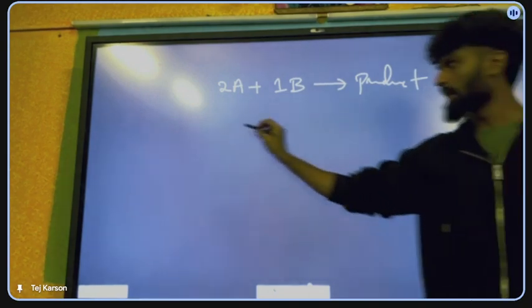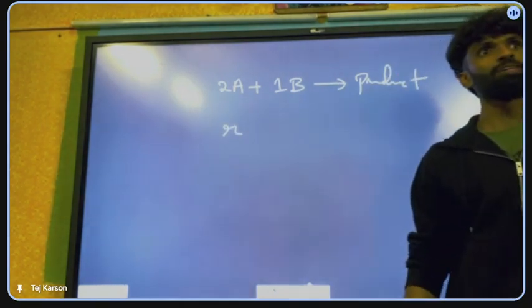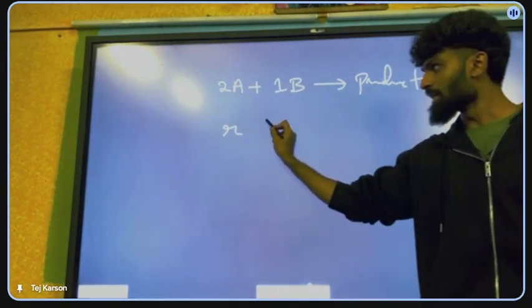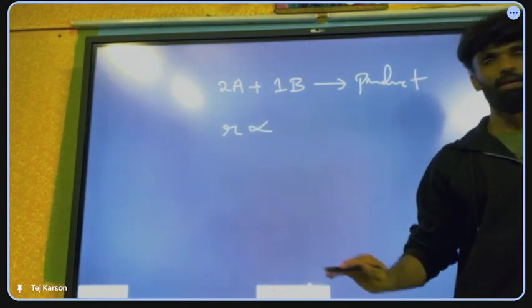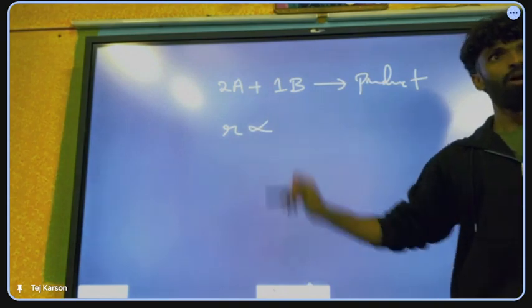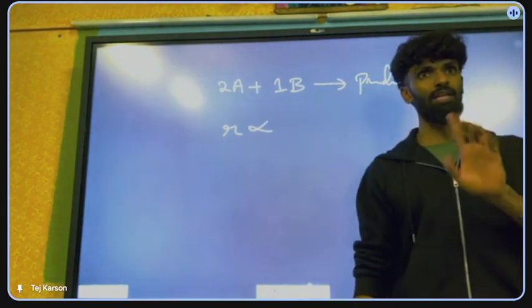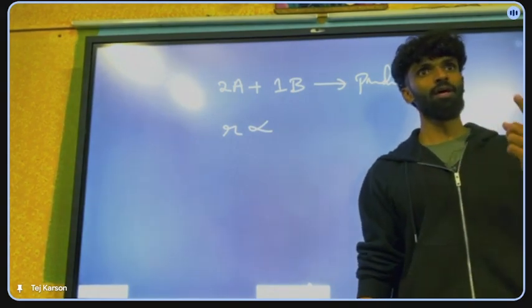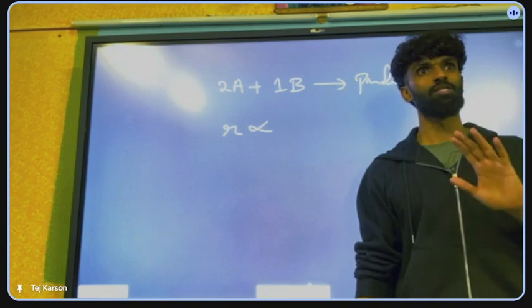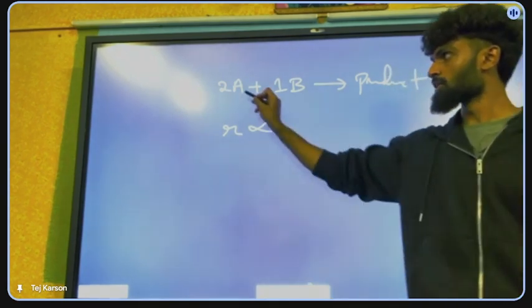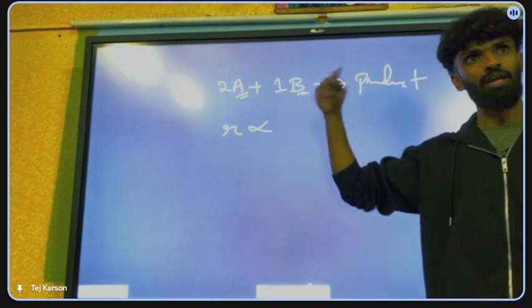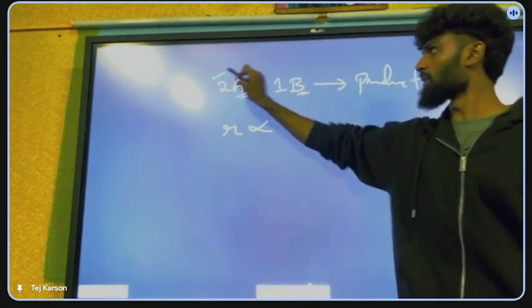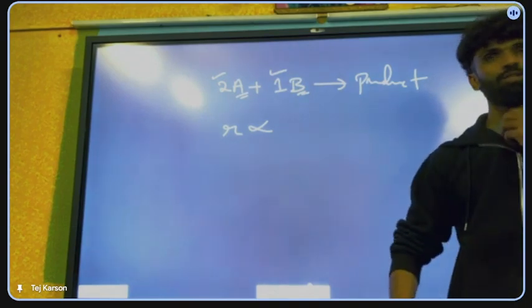So what I mean by this, I'm telling rate. Rate is always lowercase. Rate is directly proportional to the, don't write, listen. Rate is directly proportional to the concentration of the reactants raised to their stoichiometric coefficients. Repeat that. Concentration of the reactants raised to their what? Stoichiometric coefficients. Now let's go step by step.